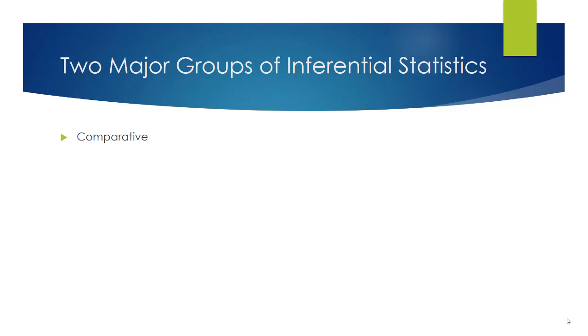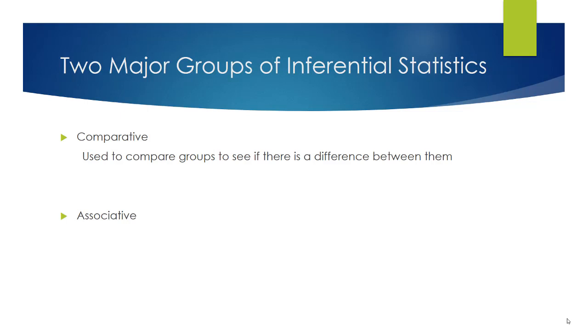So within inferential statistics, we have two major groups that we've really talked about. One is comparative, which is used to compare groups to see if there's a difference between them. In particular, we've looked at comparing groups to see if there's a difference between their means. So we would compare a sample with a population, for instance, to see if there's a difference in the means between those. Additionally, we've looked at associative statistics, which are used to assess the association between two or more variables. So we have an X variable, we have a Y variable, and we're looking to see if there's some kind of similarity in the pattern of scores between those two.